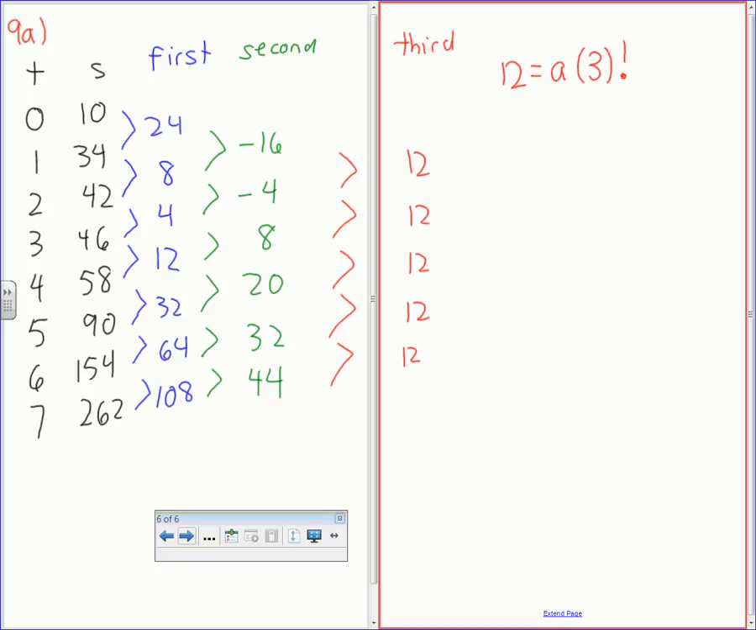Factorial. Can someone be brave and tell me what 3 factorial is equal to, please? Tristan, go. 6. 12 is equal to 6a, a equals 2. Okay, so what is the first term in this equation? What's it going to be? 2x cubed, right?